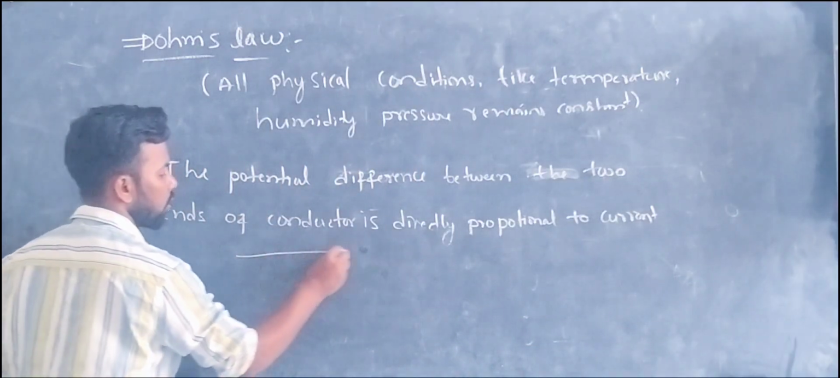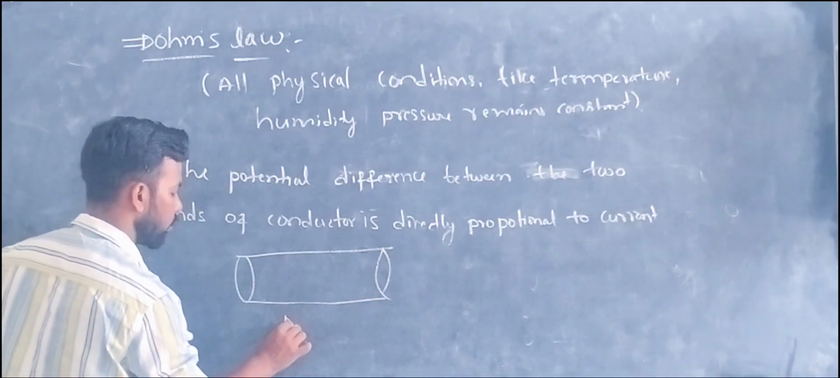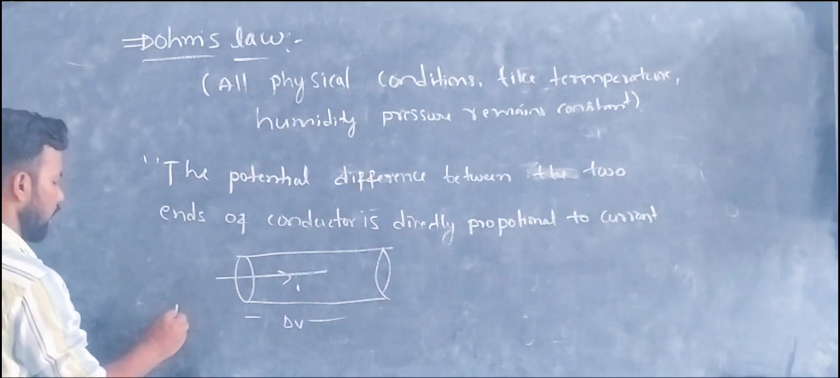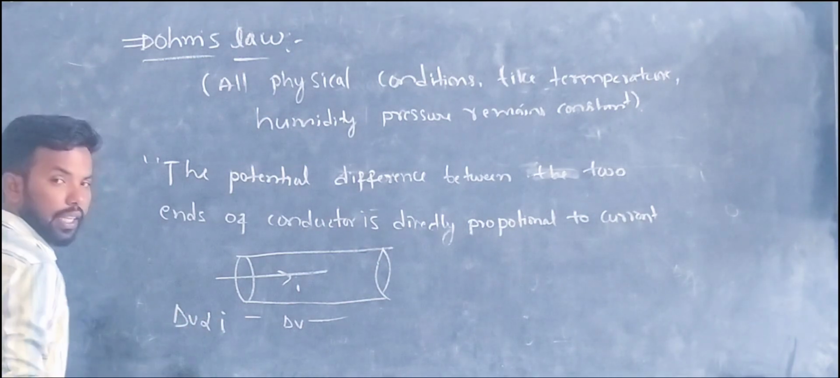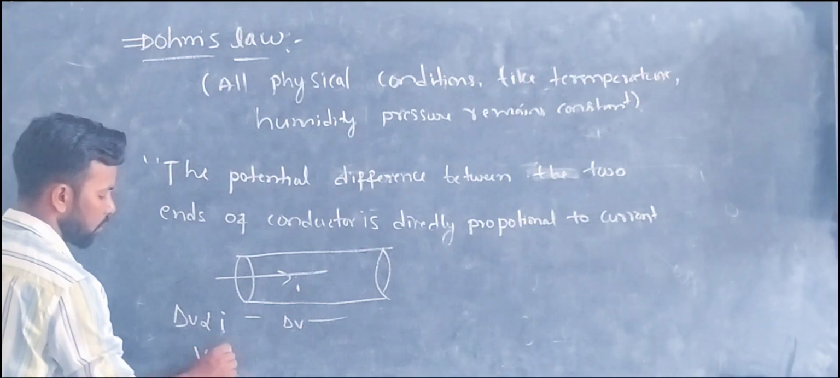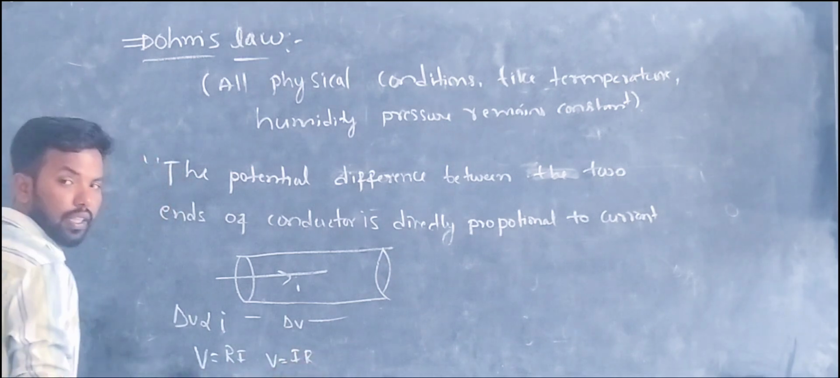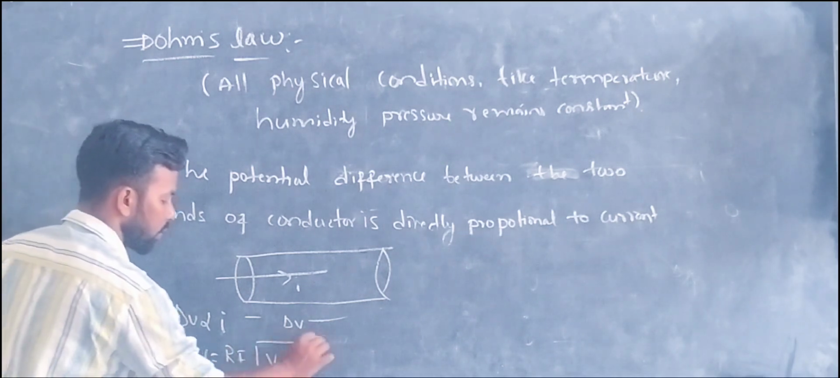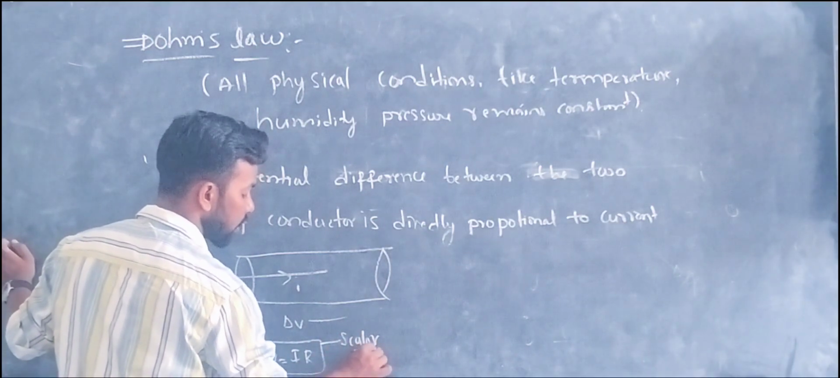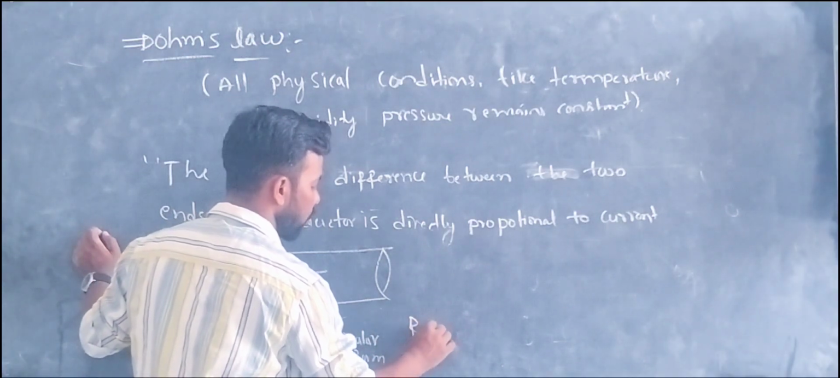Let us take a diagram. Here is the potential difference, and current is flowing in this direction. So delta V is directly proportional to I, so V is equal to IR. This is the scalar form, where R is the proportionality constant, the resistance.